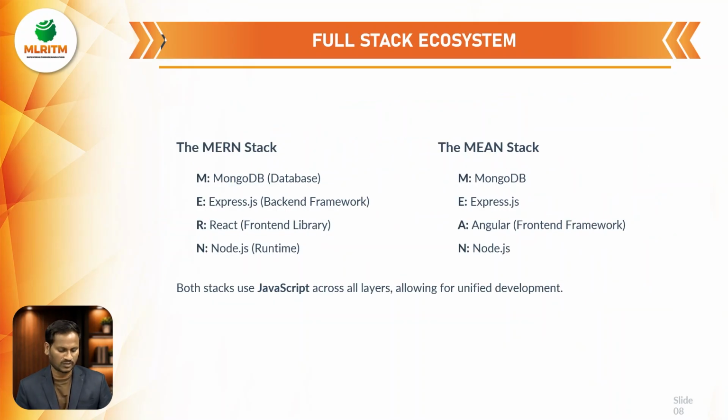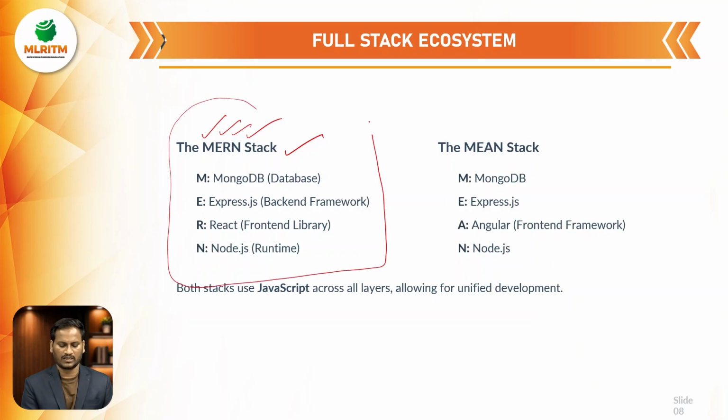So the next topic is the full stack ecosystem. In the full stack ecosystem, we see the MERN stack. MERN means M is MongoDB, E is Express, R is React, and N is Node.js. This is called the MERN stack. It is a very important, significant part of full stack development, FSD. So it is enough to learn this much about it.